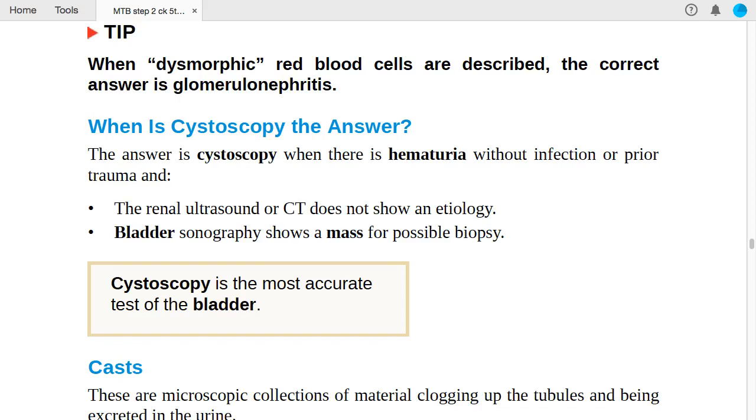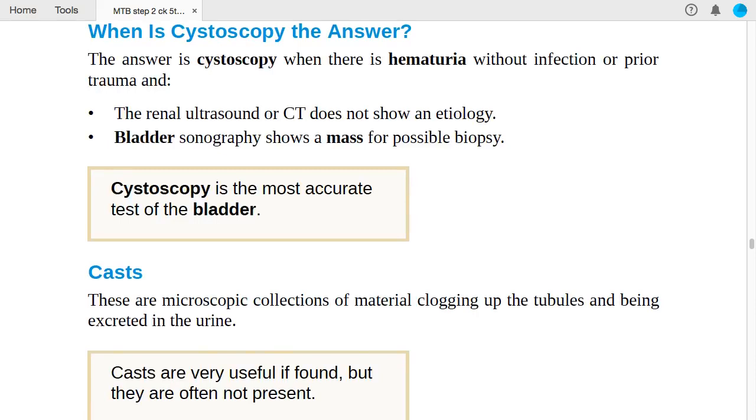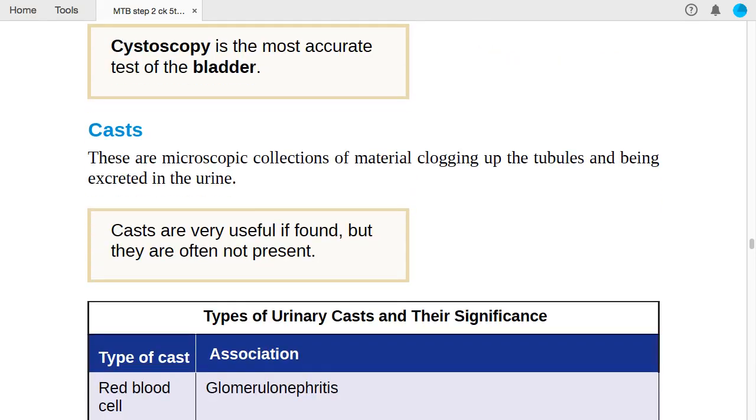Now we're coming towards casts. These are microscopic collections of material clogging up the tubules and being excreted in the urine. So these are all about the collection of material. So casts are very helpful if found, but they're often not present. You're not going to see casts all the time, but if they're there, they will definitely help in making the diagnosis.